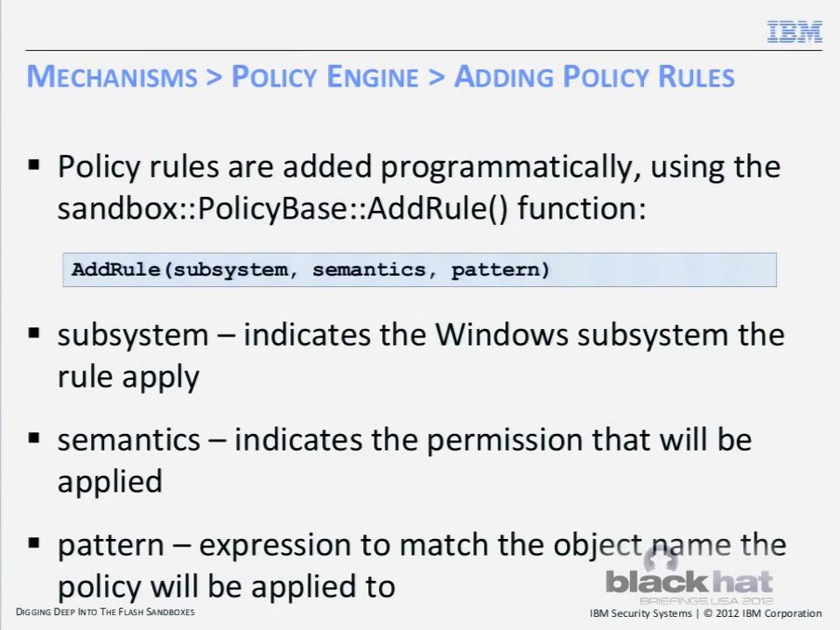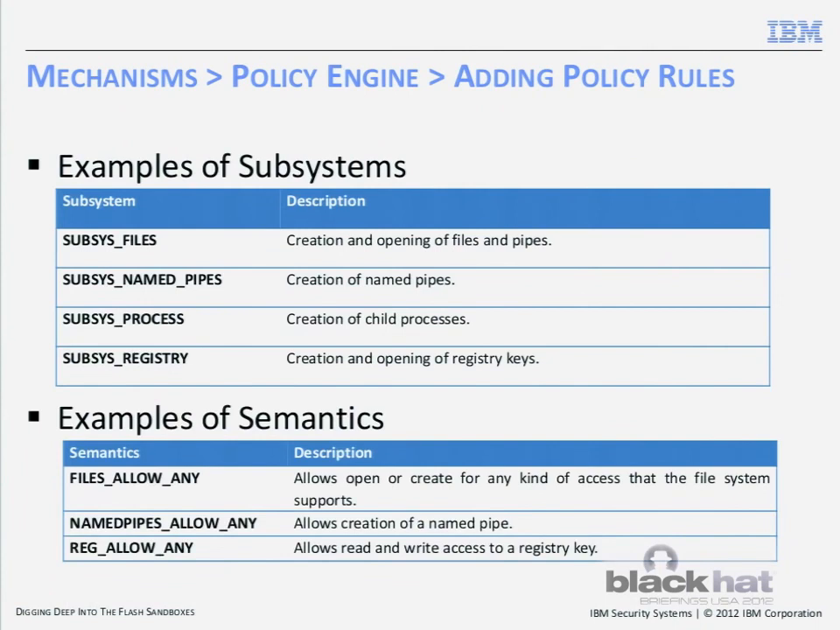This function takes three parameters: a subsystem, which indicates the Windows subsystem the rules will apply to; semantics, which indicates the kind of permission that will be applied; and pattern, which is a string expression that will be matched to the file name or registry name or whatever object's name, and if it matches, the policy will be applicable. So here are some examples of subsystems.